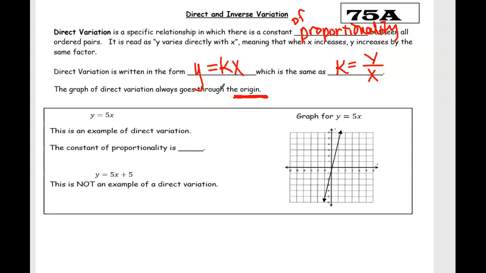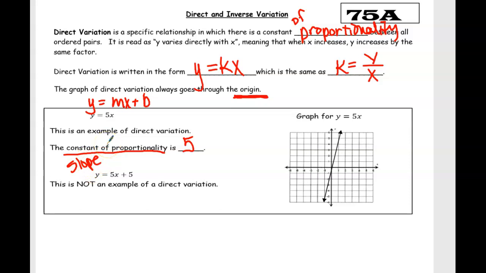So y equals 5x is an example of a direct variation. The constant of proportionality is 5. That's really the slope if you were in slope-intercept form. Think of this as y equals mx plus b. Notice your b is 0, which is the origin, and your m is the slope, which is 5. So the constant of proportionality is really the same as the slope.